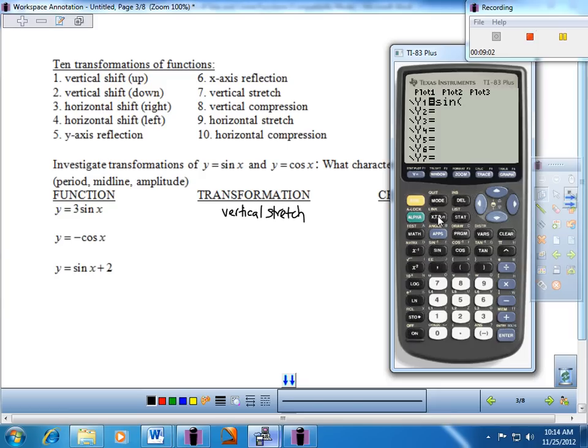And I'm going to type in sine of x. And then in the next one, everyone, I'm going to type in 3 sine of x. And all I need you to determine is which characteristic changed, if any.